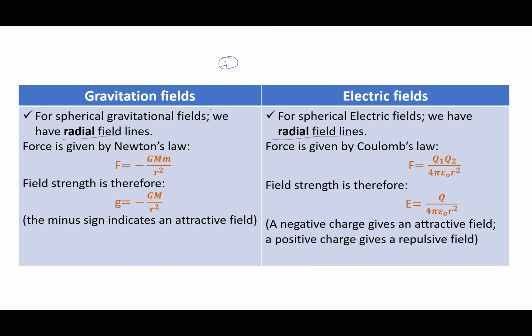We saw that the force could be given by Newton's law of gravitation, and yet in an electric field the force was given by Coulomb's law. We derived the gravitational field strength as that because g was the force acting on a unit test mass. We also derived the electric field strength as that because E was the force acting on a unit positive charge. Note that the minus in the gravitational field was indicating that the field was always attractive, but in electric fields, the field can be attractive or repulsive.